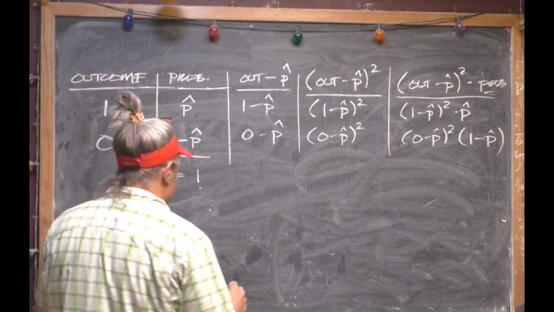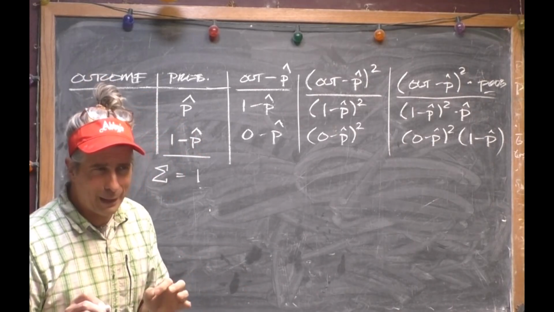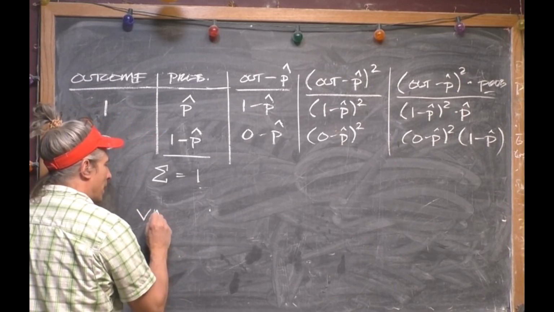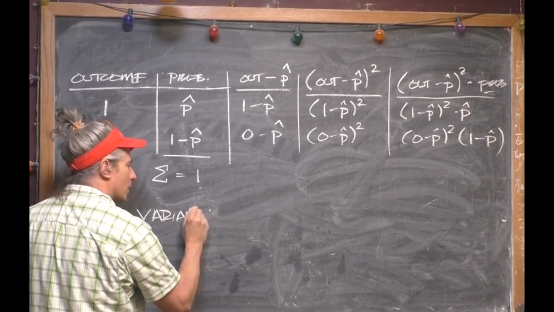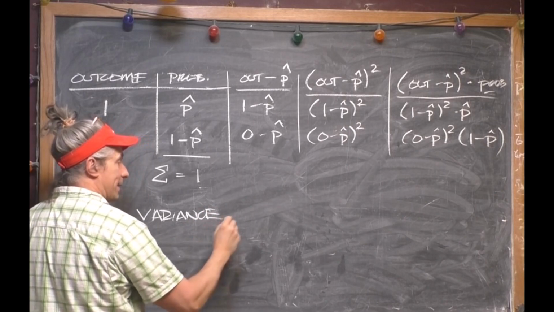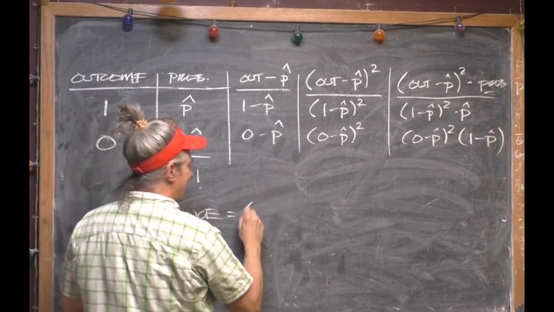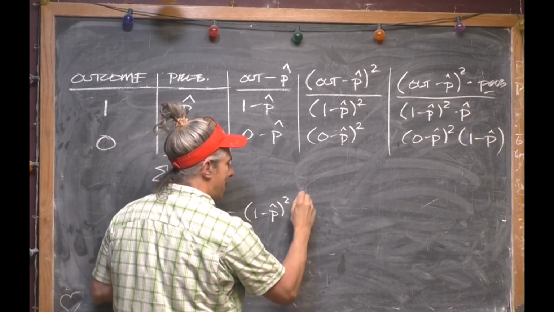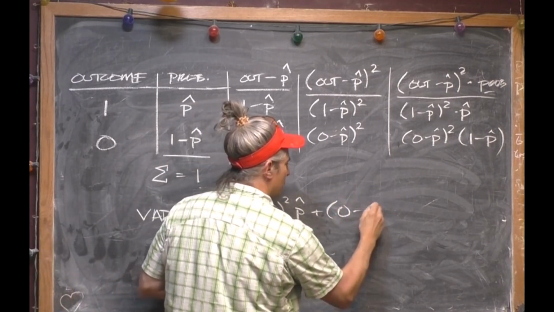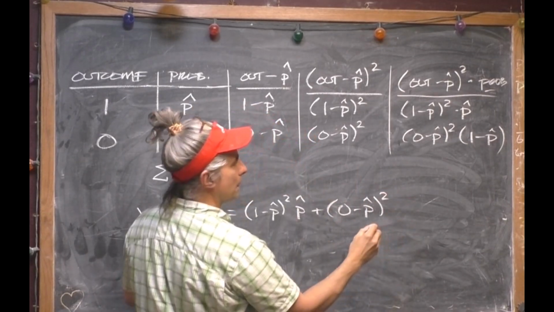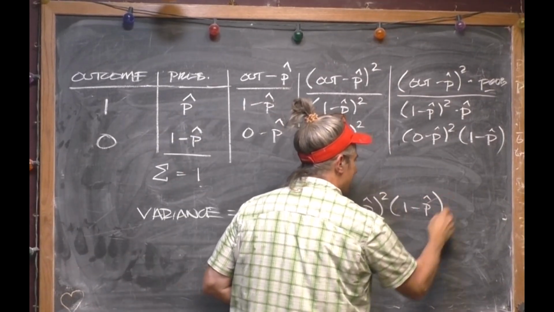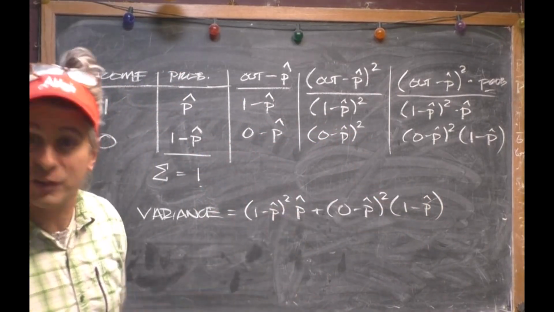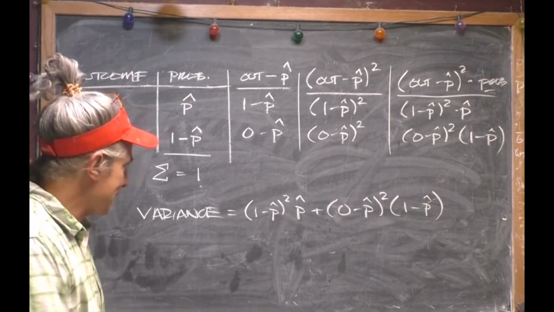So right now, this thing has a name. I think I probably mentioned it back in week 3. When everything is still squared, the measure you're looking at is called the variance. So the variance is those things added together: (1 minus p hat) squared times p hat plus (0 minus p hat) squared times (1 minus p hat). That's the variance. Now, when we get done, we have to take the square root of this thing, and that becomes the standard deviation. That's by definition what it is.